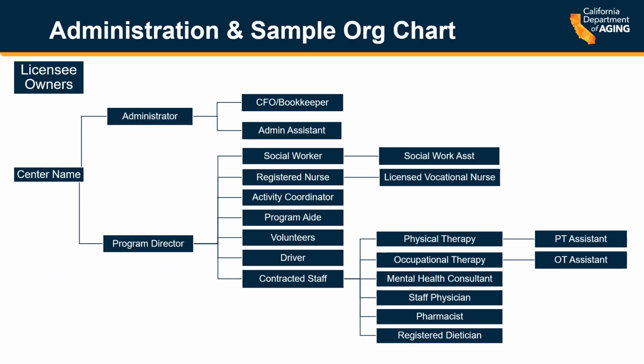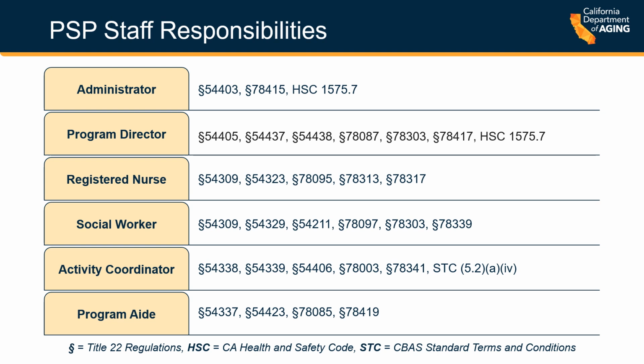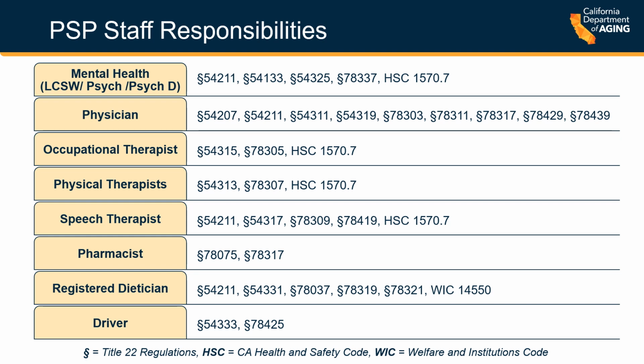Here is an example of an ADHC organizational chart. The organizational chart must include the licensee and owners and demonstrate a clear reporting structure. This here shows the required staff and various codes and regulations that align with the program elements and staff responsibilities. Please note the key along the bottom, which notes program authorities and codes and regulations where they can be found. Here are the remaining positions for CBAS providers with the key along the bottom.